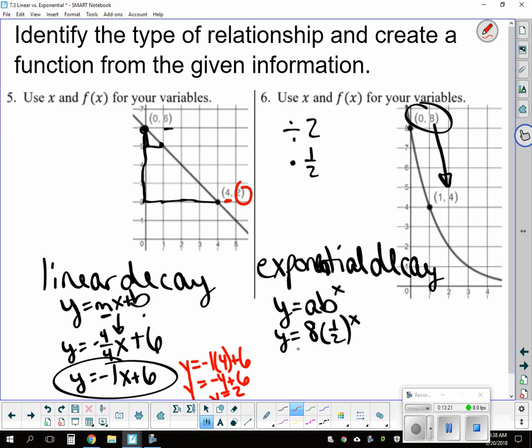Over here, if I plug in 1 for my x, I should get 4. Let's see. I have y equals 8 times 1/2 to the first power, which is 1/2. 8 times 1/2 is 4, and that's what I wanted to get. So you can always check these. You could even find a point that's on here that's not labeled. Try one of those. It should work if you have the right equation.